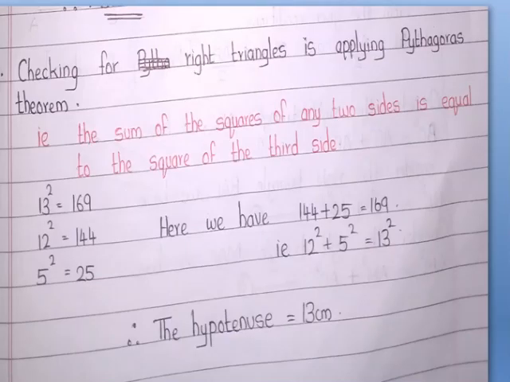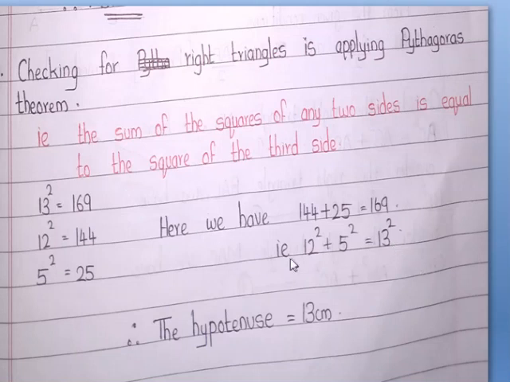This is the answer for the fifth one. Checking for right triangles is applying Pythagoras theorem. You are given three numbers here, 13, 12 and 5. So first square it and find the squares of the numbers. 13 square is 169, 12 square is 144, 5 square is 25. You can see that 144 plus 25 is 169. So I can write it as 12 square plus 5 square is equal to 13 square.